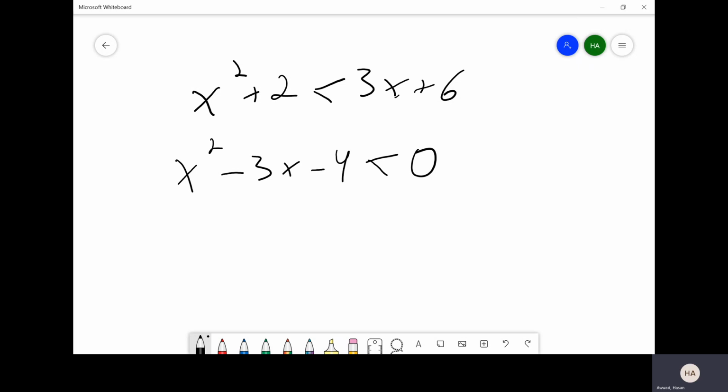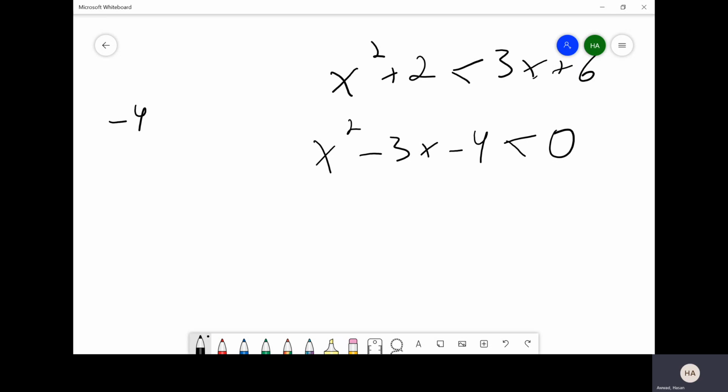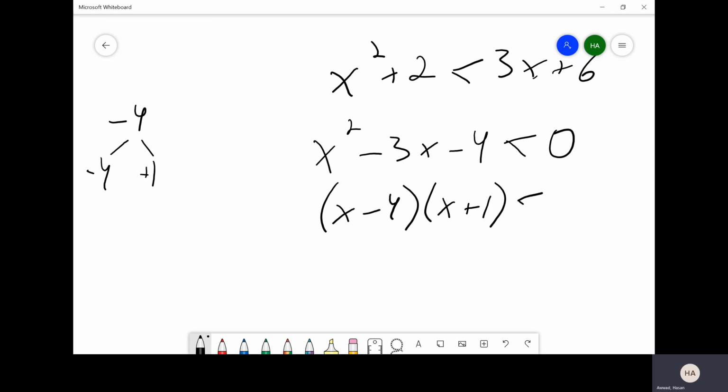Okay, well, let's go ahead and factor this. Let's see how we factor this. So to factor, we look at factors of negative 4, right? They have to multiply to give us a negative 4, so one of them has to be positive, one has to be negative, and they add together to give us a negative 3, right? So the ones that come to mind are negative 4 and positive 1. When they multiply, they give you a negative 4. When they add, they give you a negative 3. So great. So we can say x minus 4 and then x plus 1 is less than 0.